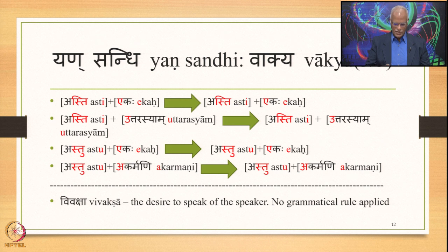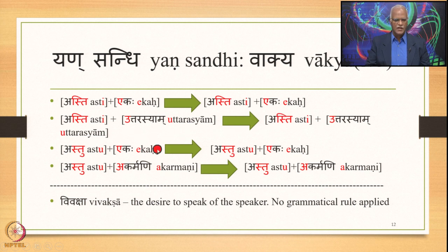Similarly, in asti uttarasyam, there is no vivaksha that these two are uttered in close proximity, and therefore there is no samhita, and therefore iko yanachi does not apply here, and therefore we don't have the sandhi taking place, and the output is the same as the input. Asti uttarasyam is the input, no grammatical rule applies. And asti uttarasyam is the output.